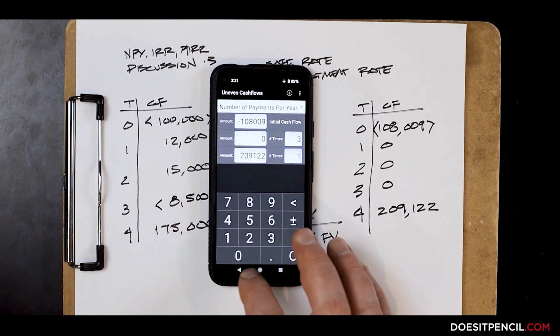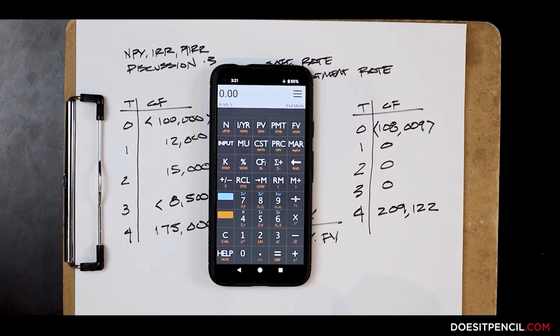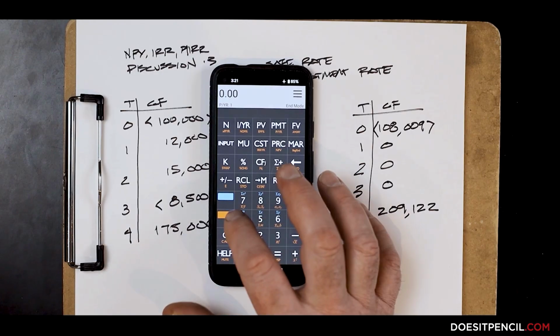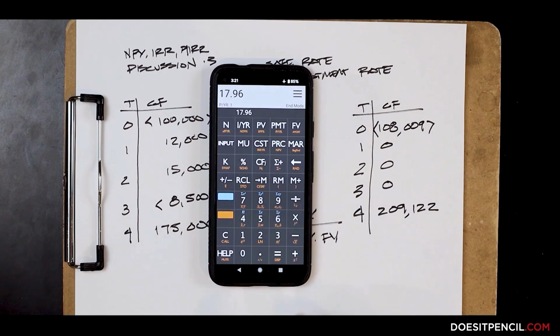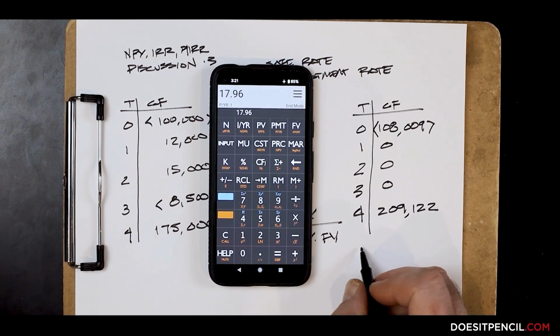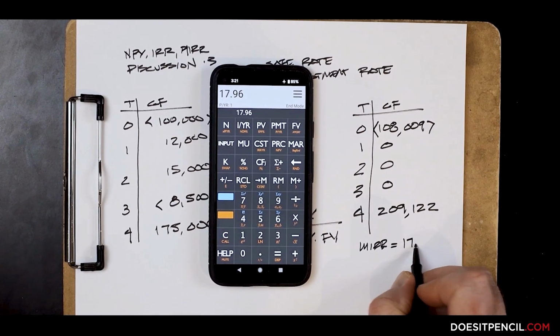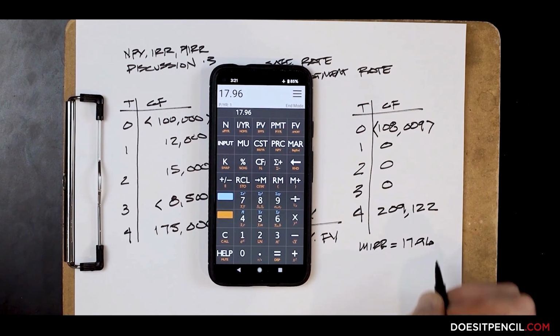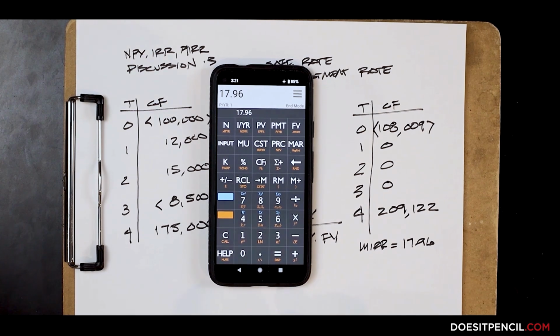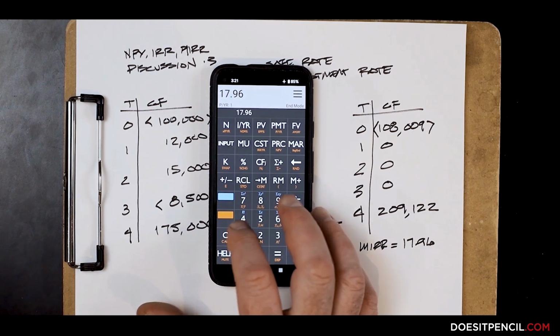I'm going to back out, and now I'm just going to solve for the internal rate of return. Gold key, IRR per year. So the MIRR is actually 17.96%. Now I'm going to show you something else here. Clear the calculator.